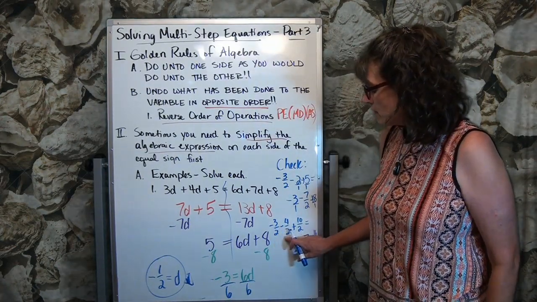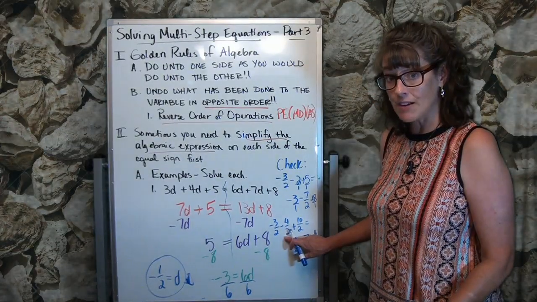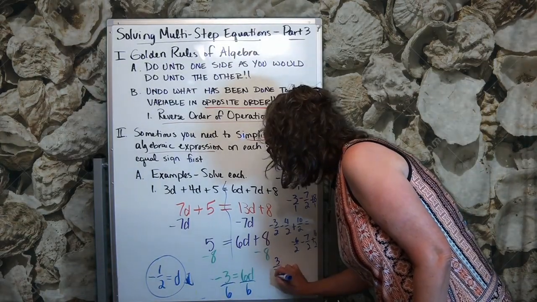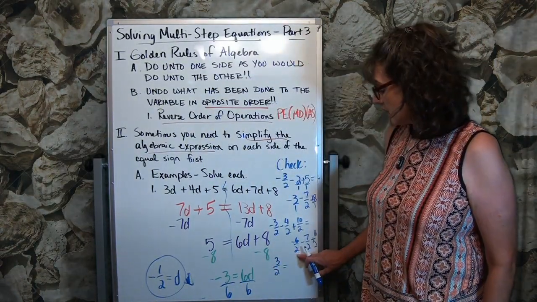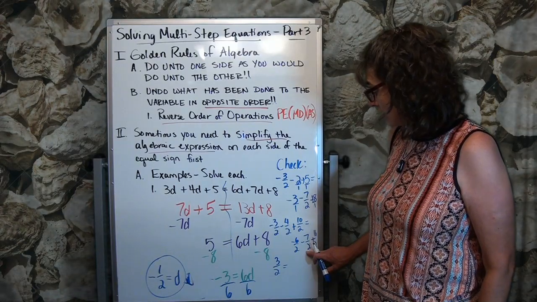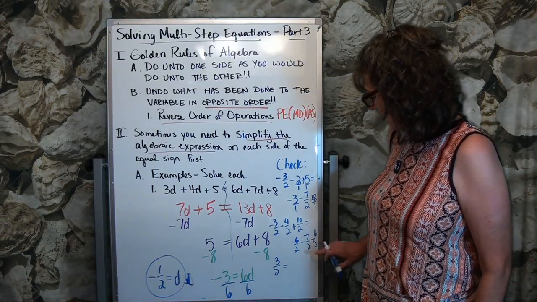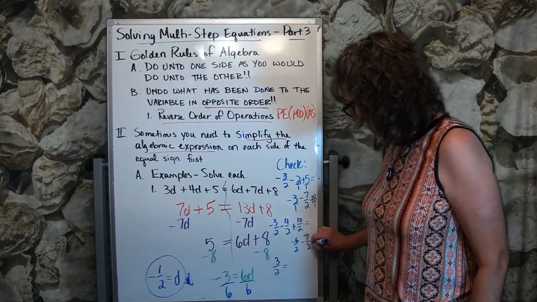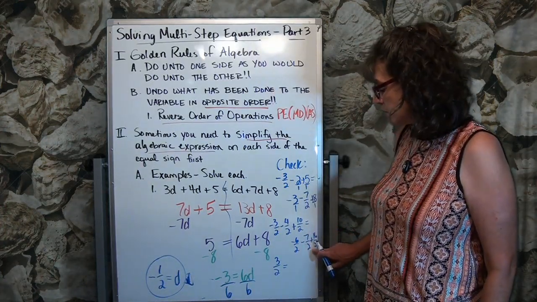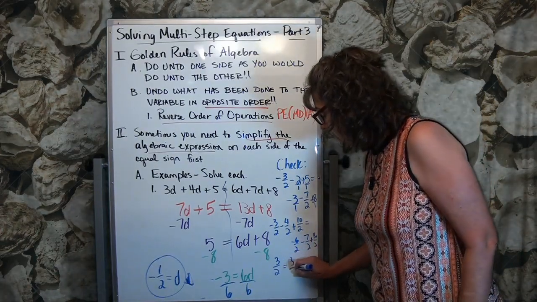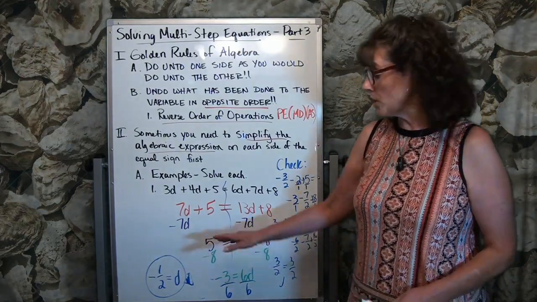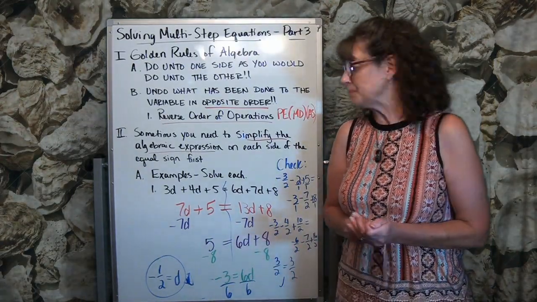So negative 3/2 minus 4/2 is a negative 7/2. Negative 7/2 plus 10/2 is going to be a 3/2. And on this side, negative 6/2 minus 7/2 is going to be a negative 13/2. Minus 13/2 plus 16/2 is going to be 3/2. Did I create truth? Absolutely, the two sides are the same. So we know that that is the correct answer.